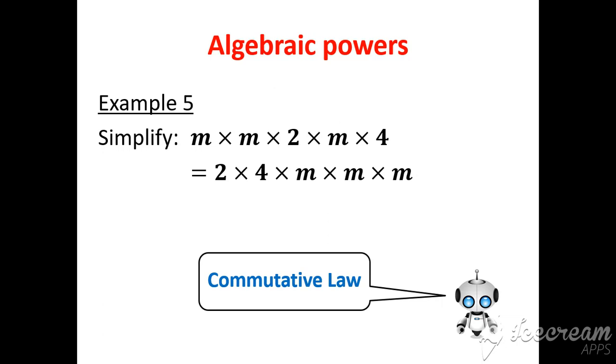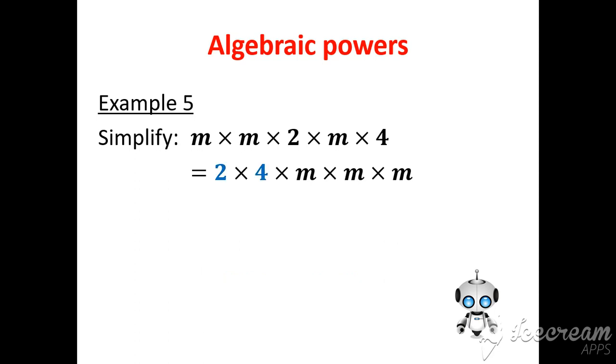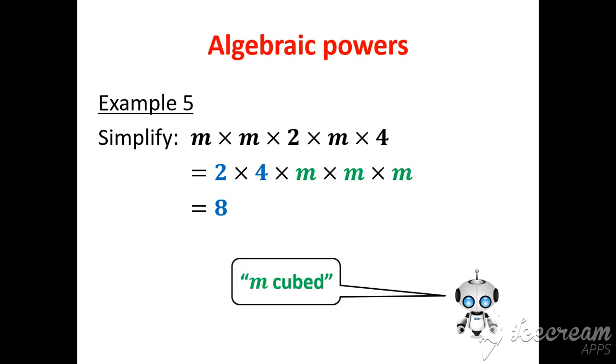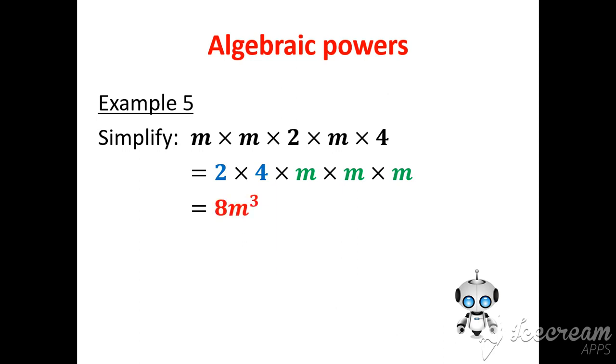Like 6 times 2 is the same as 2 times 6, doesn't matter which order. So now we can multiply the coefficients, the numbers. 2 times 4 is 8. And then we've got this m times m times m. Now we've just been talking about powers in this video. M times m times m is m cubed. So our final answer can be written as 8 times m cubed.